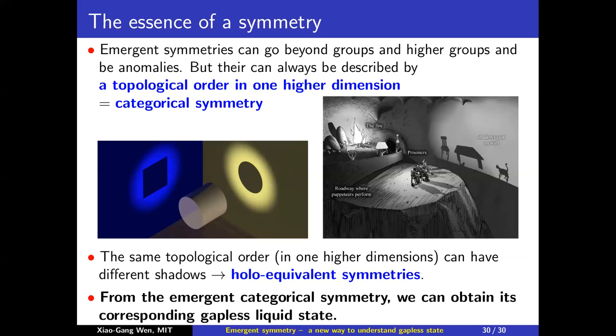So the symmetry actually is not group theory. Actually, it's better to understand the symmetry as a shadow of a topological order in one higher dimension. And one consequence of that is that the same topological order may cast different shadows. That means symmetries described by different groups and different anomalies can be totally equivalent. So you can see a lot of equivalence relations between symmetries, some of which are kind of surprising. But in this talk, I mainly describe that this emergent symmetry can also be a systematic way to understand the gapless states.